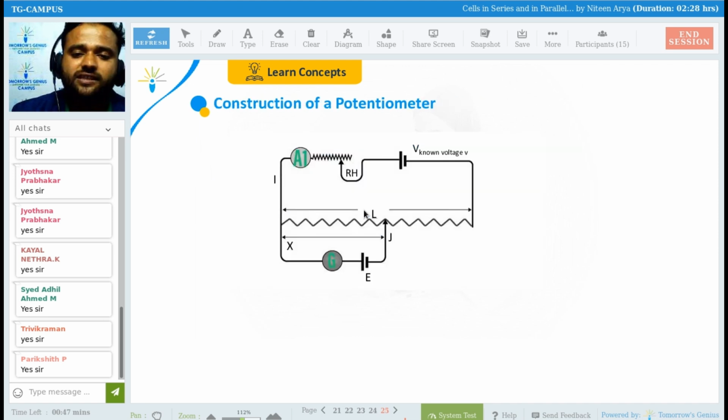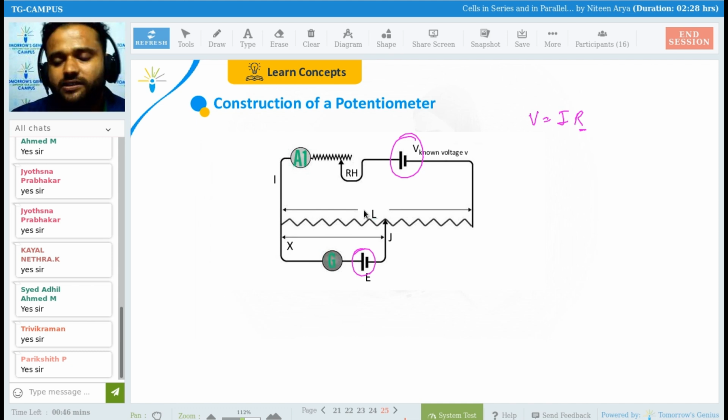Nothing more than that. This is your construction. This is your variable resistance, the rheostat RH. This is your known voltage, and this is your known EMF. Just by changing this resistance, we can change the voltage, because V equals IR, and if R is changed, then V is changed. Is this clear? This is just a diagram or a construction. How are we going to change it? We're going to see in the next slide. Till now, is this clear, everyone?